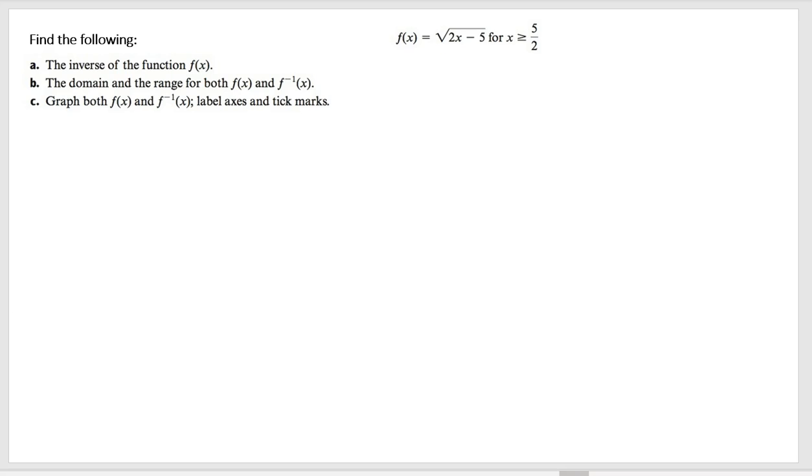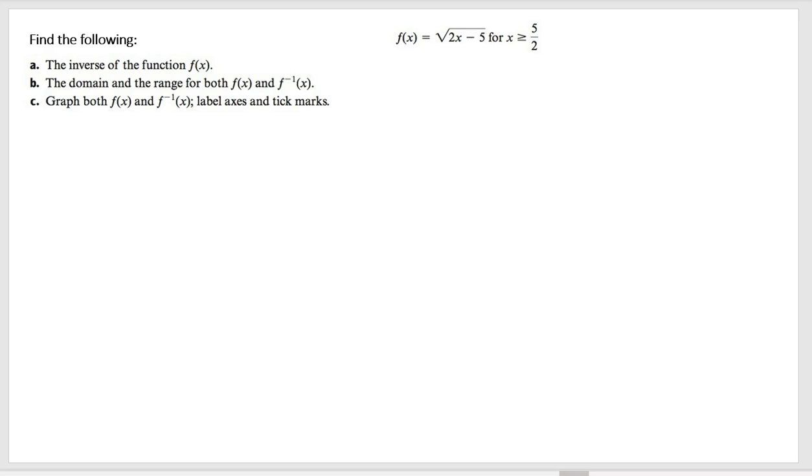Our next problem gives us a function, and it asks us to find the inverse of the function. We know that a function can only have an inverse when it's 1 to 1, and we notice that the domain here is limited to x is greater than or equal to 5 halves. This will make sure that we don't ever have a radicand that is less than 0. So we can see that this is 1 to 1. Every output will only have one input, and it is a function. So it does meet that requirement of 1 to 1.